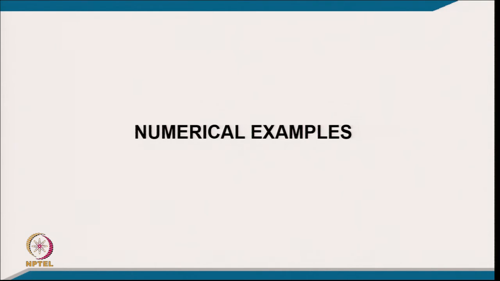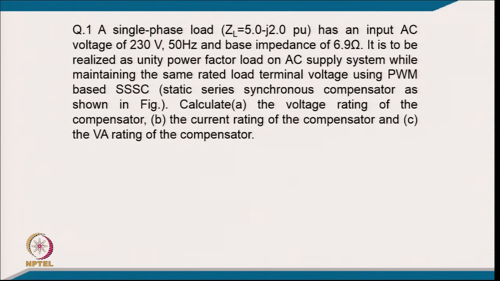Now, coming to the numerical examples on the series compensator, or active series compensator; at the moment we are considering the DVR. Starting with the first numerical: a single phase load of 5.0 minus j2.0 per unit has an input AC voltage of 230 volt, 50 hertz, and a base impedance of 6.9 ohm, and it is to be realized as a unity power factor load on the AC supply system while maintaining the same rated terminal voltage using the PWM static series synchronous compensator as shown in the figure. Calculate the voltage rating, current rating and VA rating of the compensator.